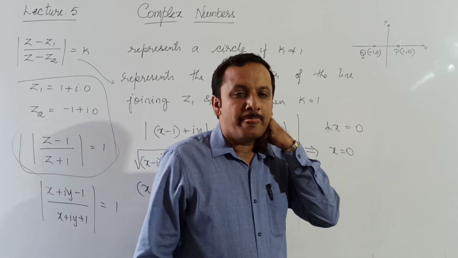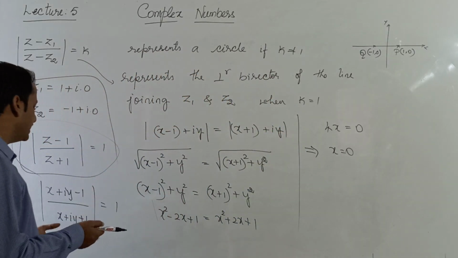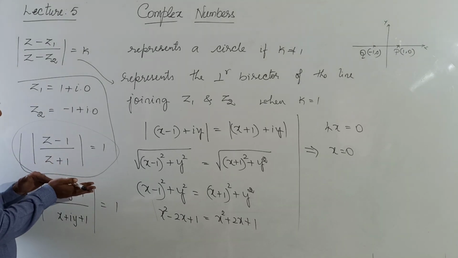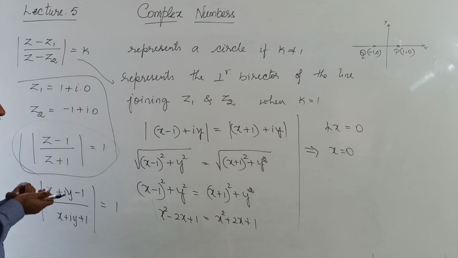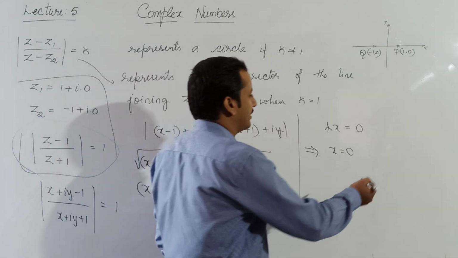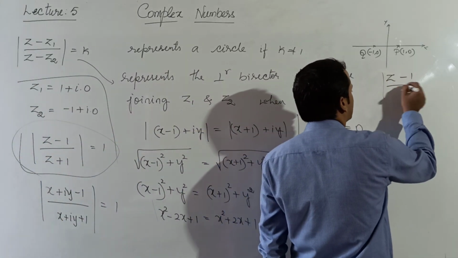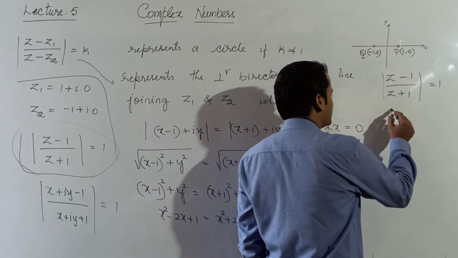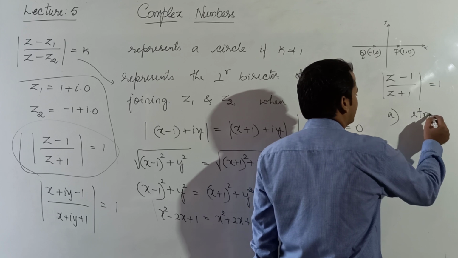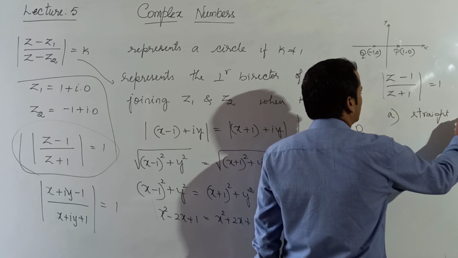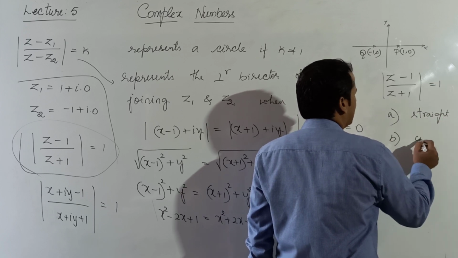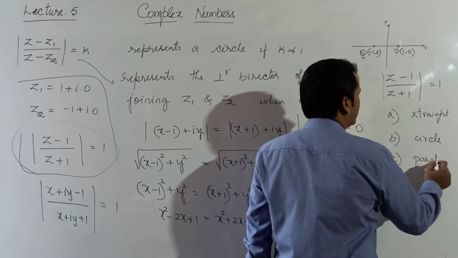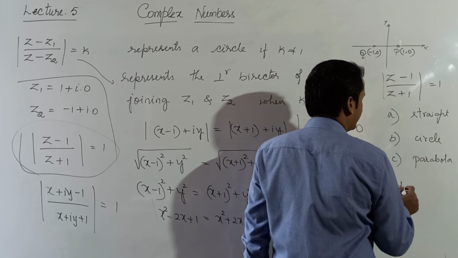So students, now you might get a question like this. The question is, what does this represent, and the options may be: mod (z minus 1) by (z plus 1) is equal to 1 represents, options may be straight line, circle, parabola, ellipse.